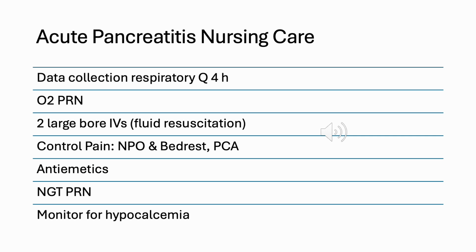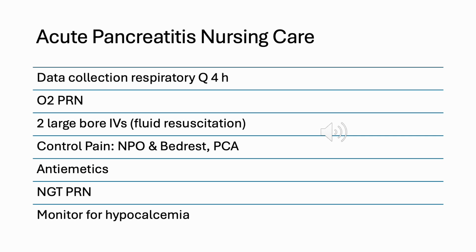The next thing we have to worry about is circulation, because patients with acute pancreatitis can sequester up to 6 liters of fluid, meaning 6 liters of fluid have third spaced and is not in the vascular system anymore.